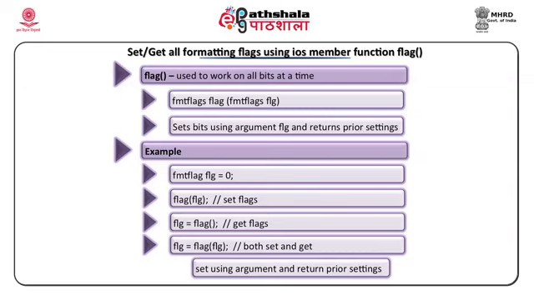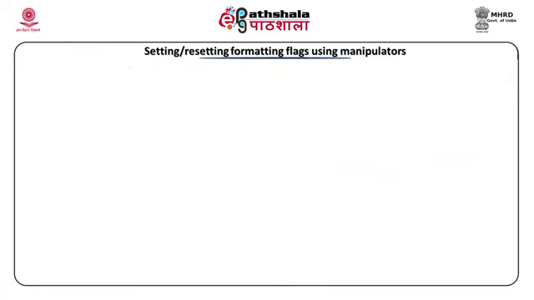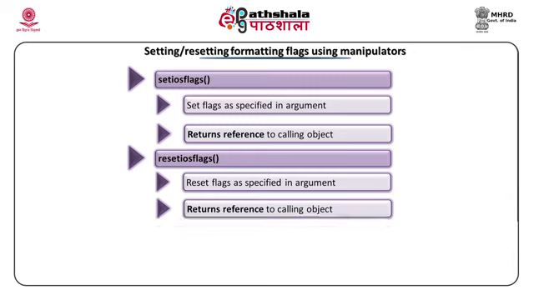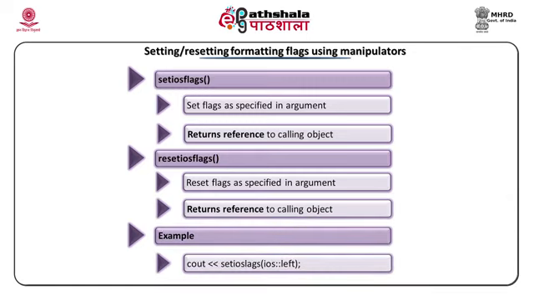The flags function returns the prior flags, the prior settings. If we call it without arguments, obviously we are not specifying any flags, so it will simply reset to all 0. Now, how can we set or reset using manipulators? That means we are working on format flags. We can use setiosflags to set the flags, and we can use resetiosflags to reset the flags. Obviously, the argument is to be passed here, and the return value will be the reference to the calling object. So, we can again use it in cascaded fashion.